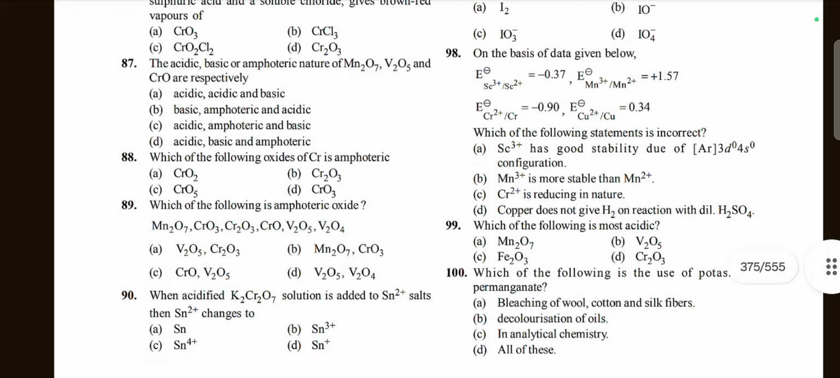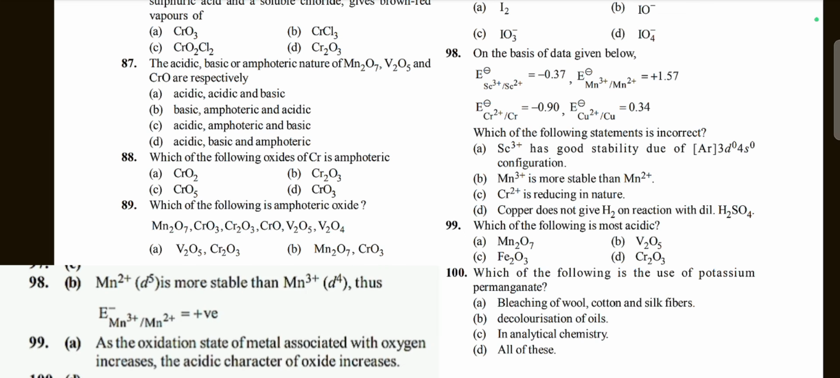On the basis of data given below, which of the following statements is incorrect? So here, option B, Mn3+ is more stable than Mn2+, this is incorrect. Mn2+, which has d5 electronic configuration, is more stable than Mn3+. Thus, here, E° Mn3+/Mn2+ is positive. So option B will be incorrect.